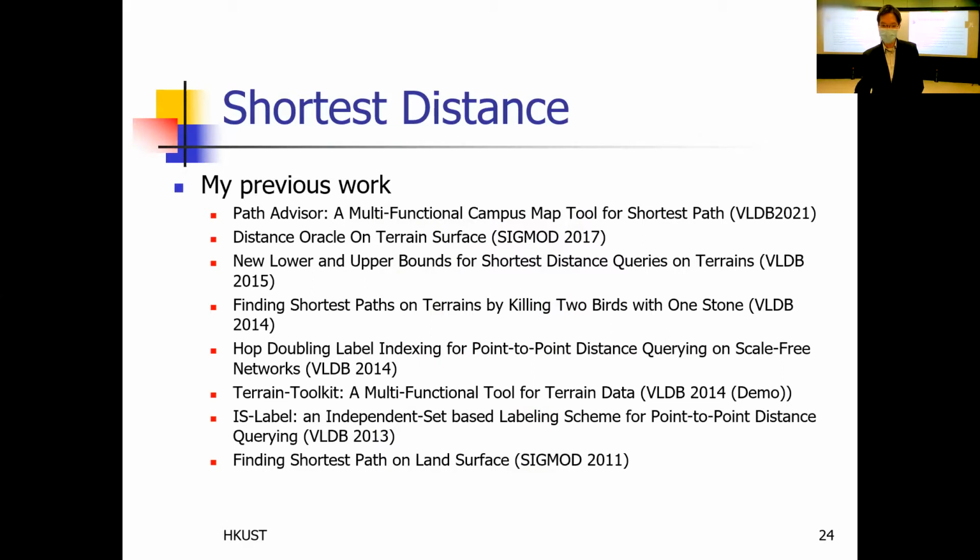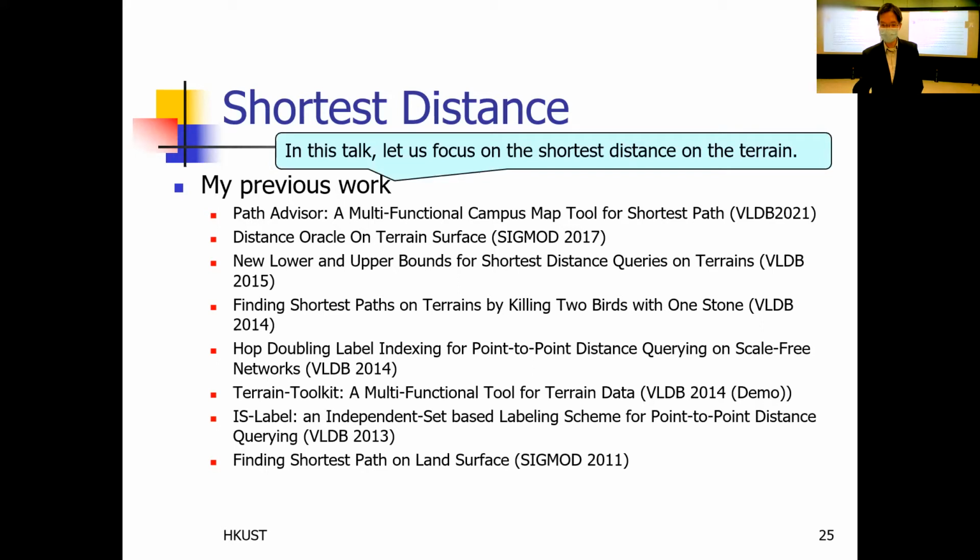Path Advisor, a multi-dimensional campus map tool for shortest path, distance oracle on terrain surface, and new lower and upper bound for shortest distance query on terrains, finding shortest path on terrain by killing 2 birds with 1 stone, hub doubling label indexing for point-to-point distance querying on scale-free networks, terrain toolkit, a multi-dimensional tool for terrain data, IS-Label and independent set-based labeling scheme for point-to-point distance querying, and last one, finding shortest path on land surface.